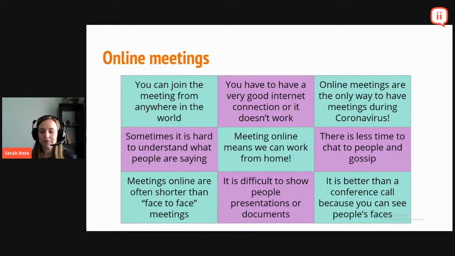It is better than a conference call because you can see people's faces. Have you ever had a conference call where it's just on the phone? You can't see the people. Sometimes that's harder because you don't know who is speaking. It's so confusing.